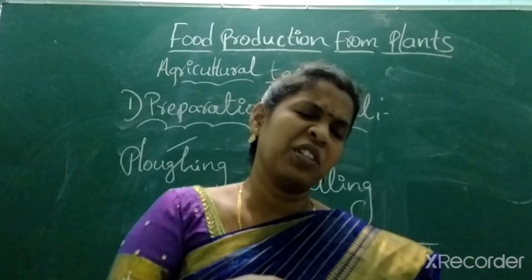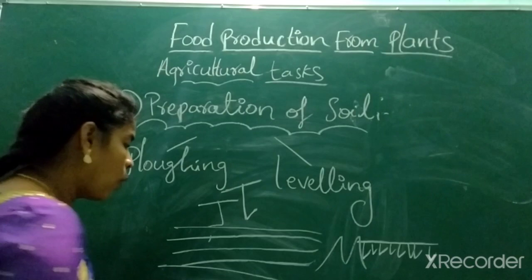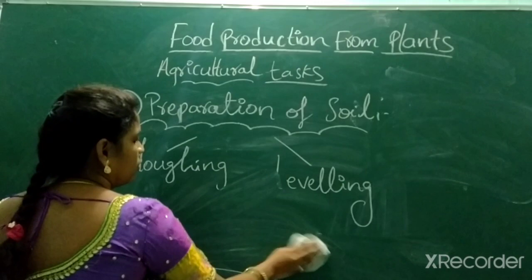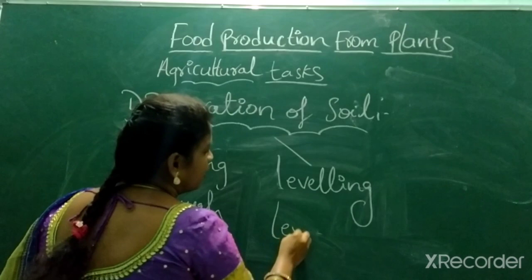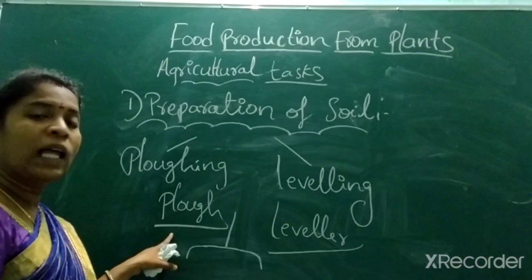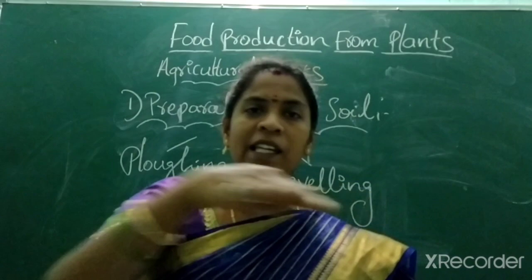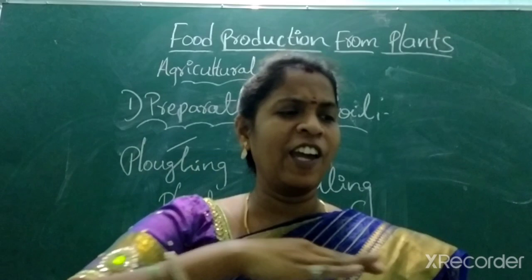Got it? After plowing, the soil may have ups and downs. To avoid these, they level the soil again. Plowing is done by a plow. Leveling is done by a leveler. The leveler has a spade-like structure, which helps for leveling the soil, and the plow helps for plowing. So this leveler makes the soil equal. After plowing, some lumps of soil may be present, and those lumps also break down with this leveler. So the leveler makes the total area level.